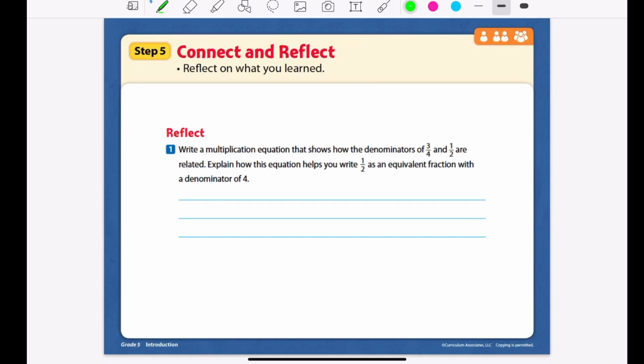So write a multiplication equation. So that's the first thing. We know we need a multiplication equation that shows how the denominators of 3/4 and 1/2 are related. So how is 4 related to 2? I know that 4 is a multiple of 2 because 2 times 2 can give me 4. So if I had 1/2, it says explain how this equation helps you write 1/2 as an equivalent fraction with a denominator of 4. So I know that 2 times 2 gives me 4.